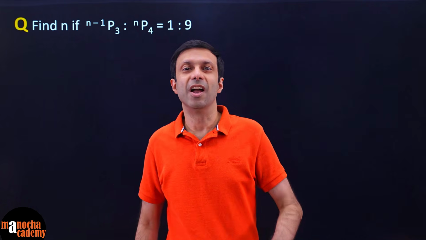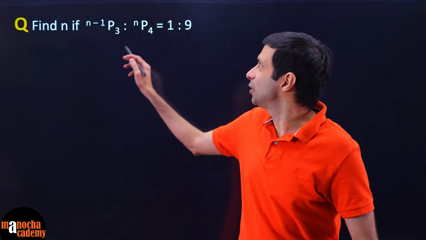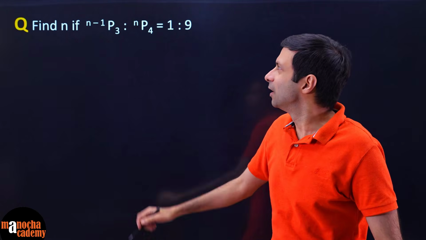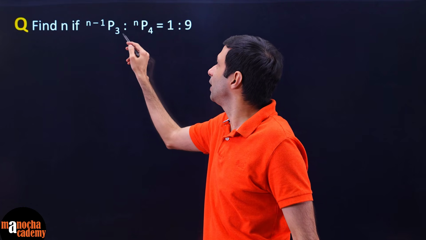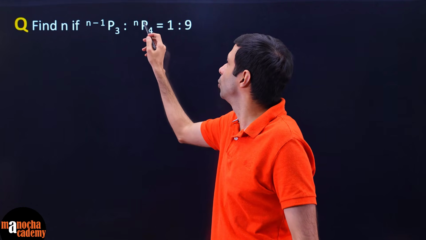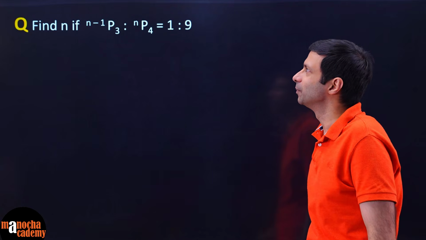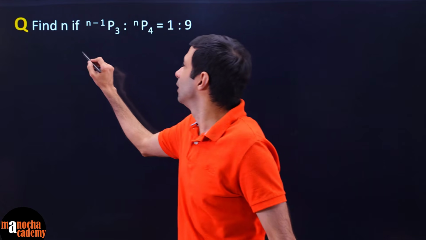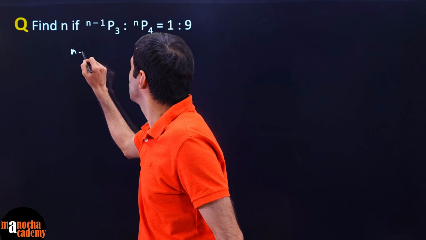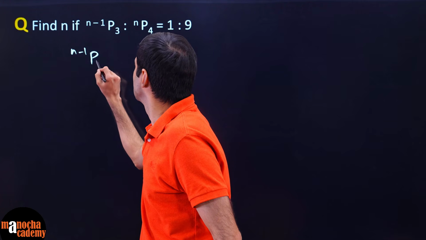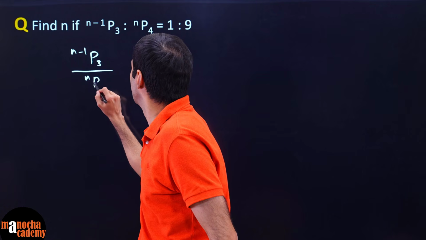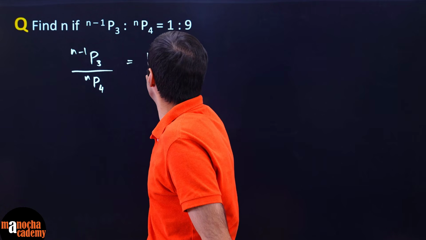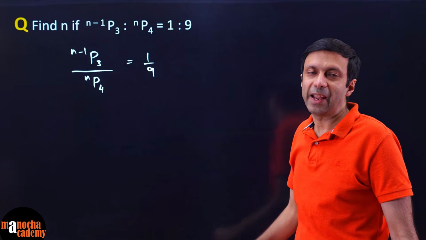Now let's try an interesting question based on this permutation notation. We have been given: find n if (n minus 1)P3 : nP4 is 1:9. So let's write this down clearly. What do we have? (n minus 1)P3, so you're taking these permutations divided by nP4, equals 1/9. So remember, this is using that NPR notation.